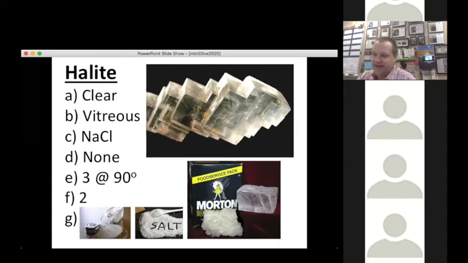Now G and H, I asked you what it tastes like and what it is used for. And you can see that halite is salt. So it tastes like salt because it is salt. And what is it used for? Well, it's used for food. It's used for roads in the winter time. We call that rock salt. So halite, sodium chloride, equals salt.